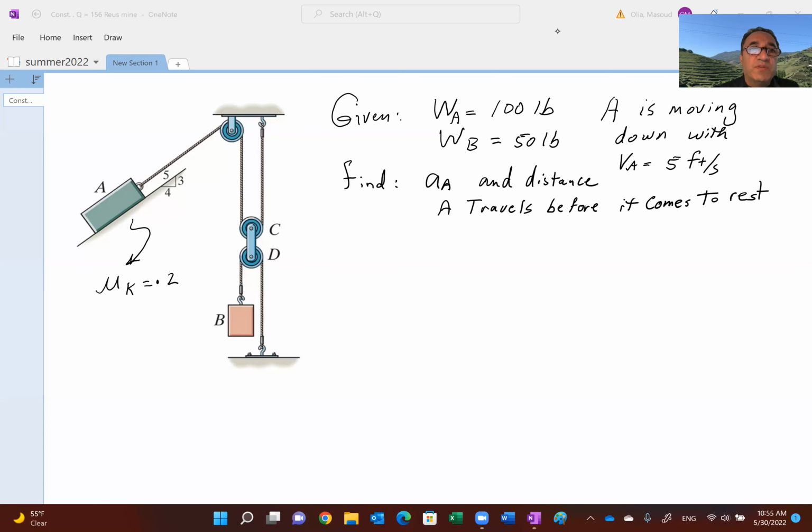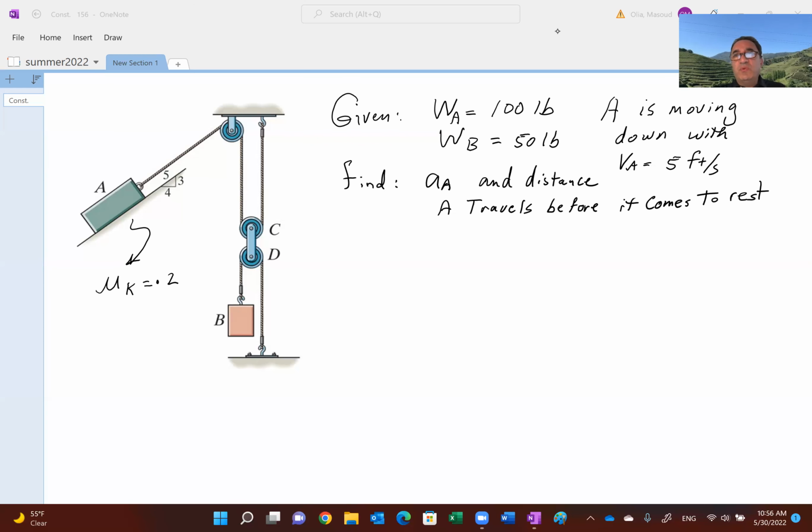There is friction between block A and the surface; the coefficient of kinetic friction, mu k, is given to be 0.2. So moving down at 5 feet per second, first of all, we want to find the acceleration of block A, the 100-pound block. Then we also want to find the distance block A will travel before it comes to rest. Because of friction, as we solve the problem we'll see that it's going to decelerate, so it will eventually come to rest. In other words, the friction is going to overcome the weight, so it's going to decelerate.